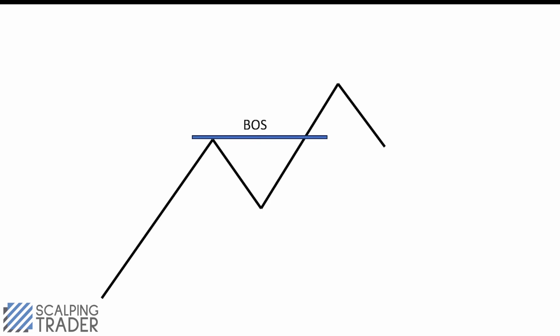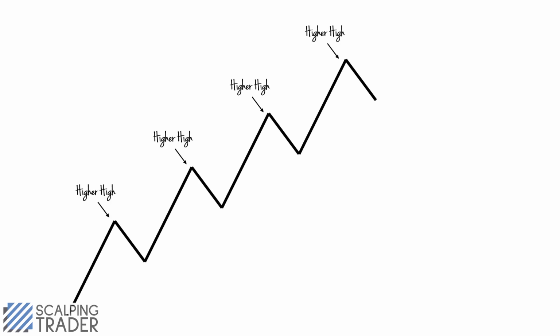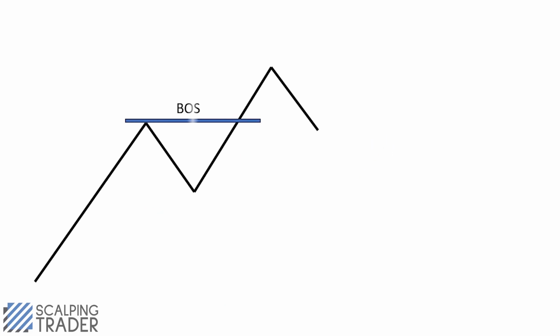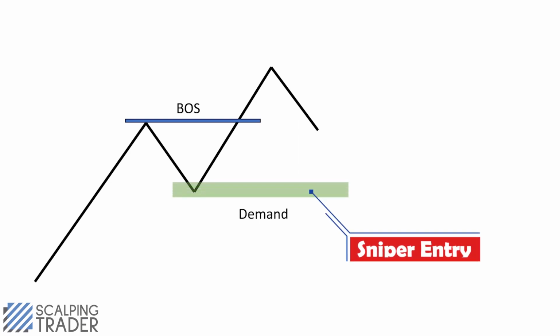Let's start with the concept of break of structure or BOS. Break of structure is used to describe a significant price movement that surpasses a crucial level of support or resistance on a chart. For example, a BOS in the uptrend is formed whenever higher highs are broken, which indicates the continuation of an uptrend. The key point of BOS is that it creates a demand zone, which can be considered as a sniper entry point.